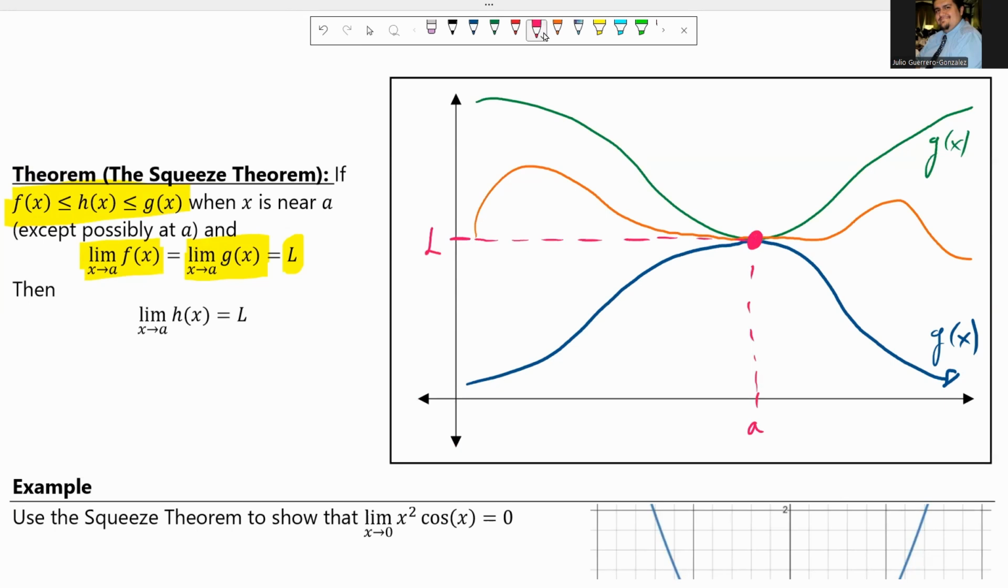Notice that the limit of G, the top one, and of F, the absolute bottom one, and I've mislabeled the bottom one. That's supposed to be F. My bad. Okay? The limit of G, the top one, and the limit of F, the bottom one, are both L at A. Then it essentially squeezes the limit of h of x in between the two. That means the limit of the middle one must also be L. Okay?